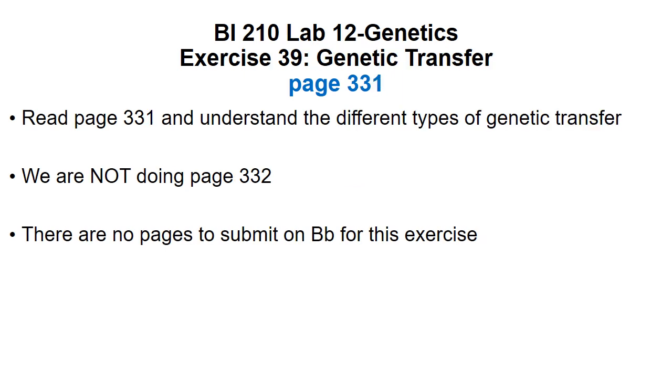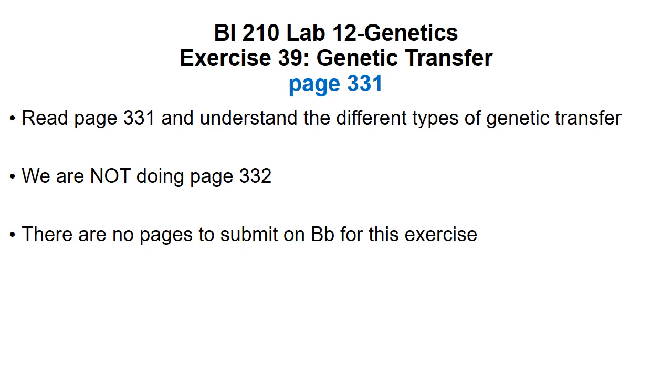Exercise 39, genetic transfer, page 331. Read page, it should say 331. That's a typo, so it should say 331. And understand the different types of genetic transfer. We are not doing page 332. There are no pages to submit on Blackboard for this exercise.